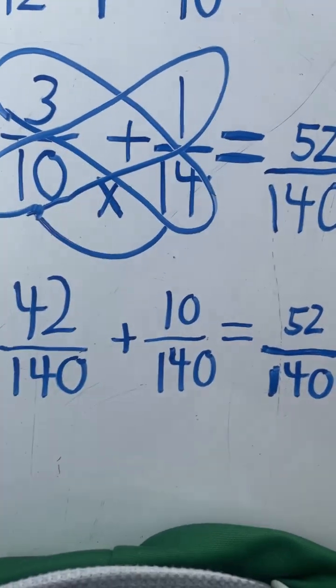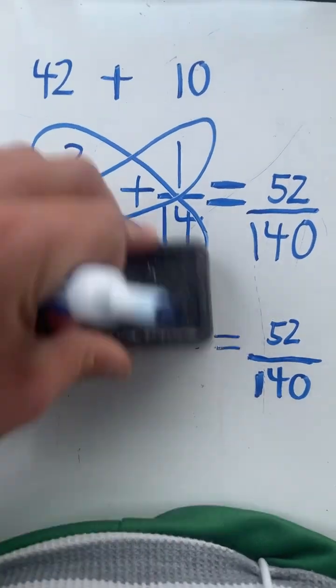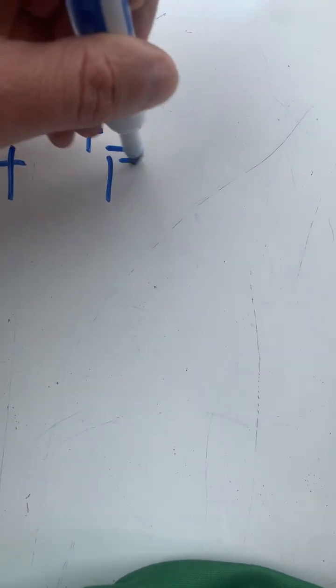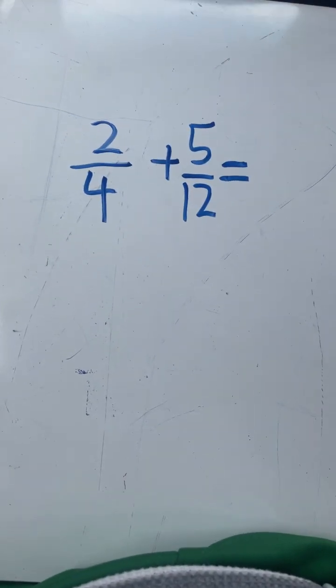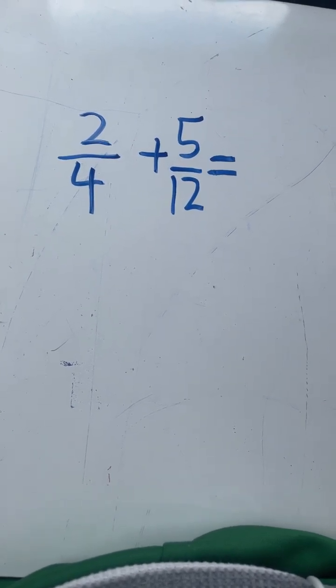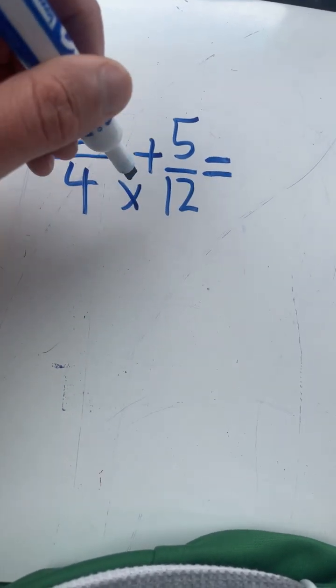All right, I'm going to do one more problem. Two fourths plus 5/12. So step one, we have to combine like terms, find a common denominator. We do that by multiplying the two separate denominators. So 4 times 12 equals 48.